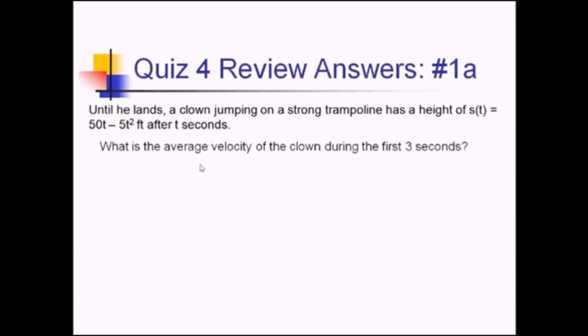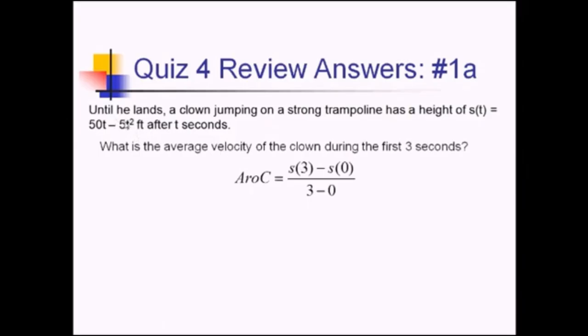So we're essentially just using the AROC formula on this expression, which has a name of S. So we're going to do S of 3 minus S of 0, because they said first 3 seconds, all over 3 minus 0. So now we're going to plug 3 and 0 into the S function.